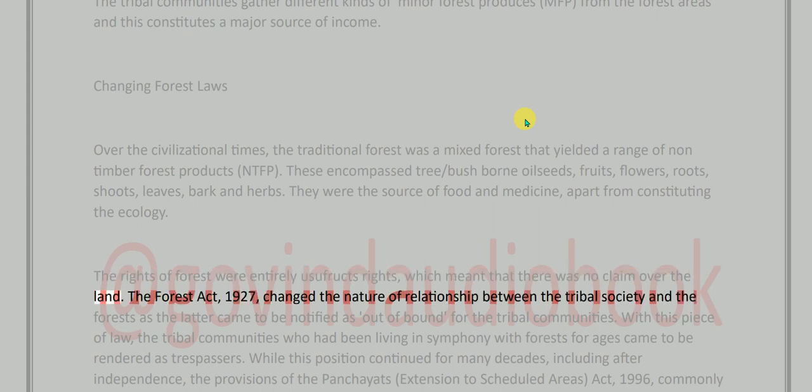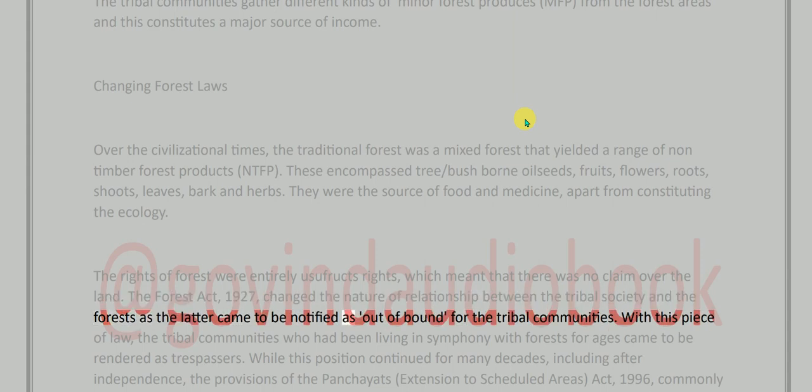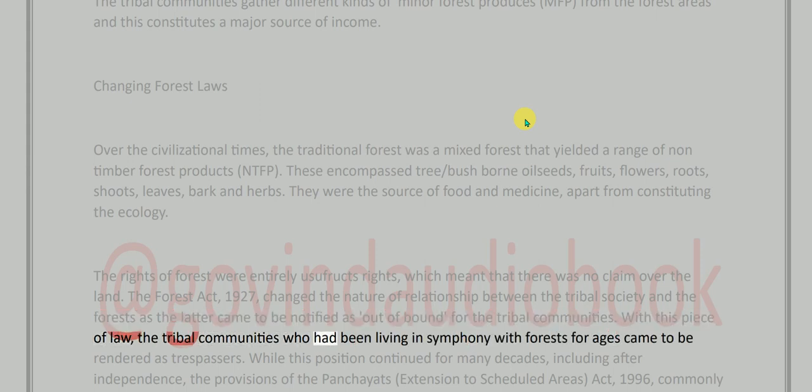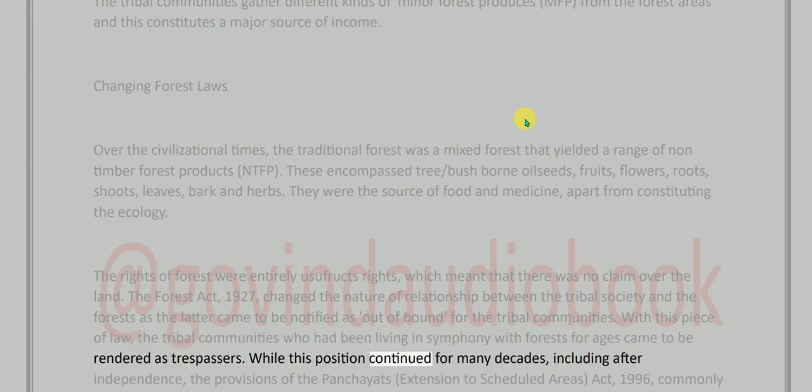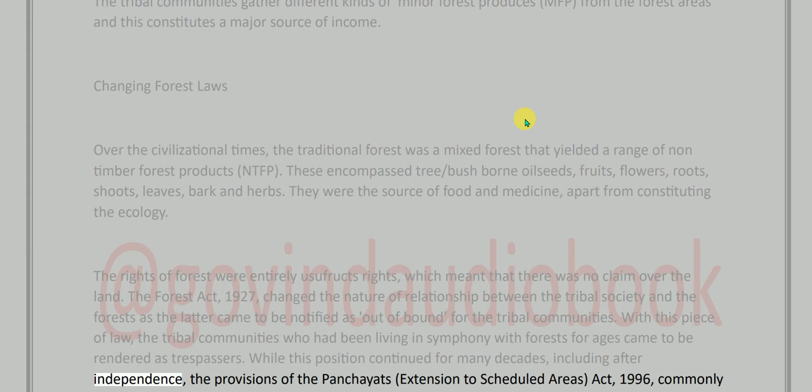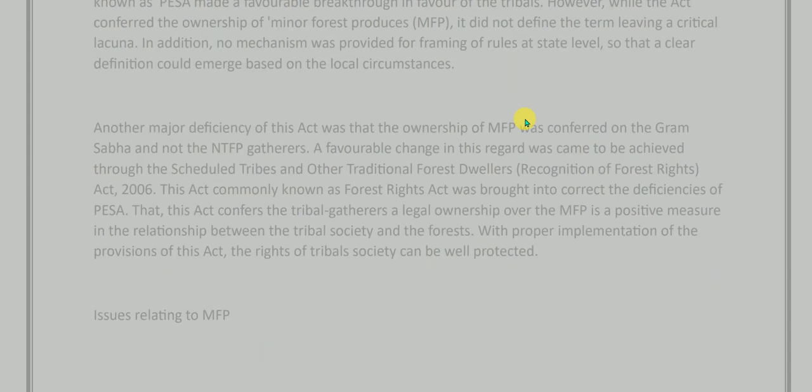The Forest Act, 1927, changed the nature of relationship between the tribal society and the forests as the latter came to be notified as out of bounds for the tribal communities. With this piece of law, the tribal communities who had been living in symphony with forests for ages came to be rendered as trespassers. While this position continued for many decades, including after independence, the provisions of the Panchayats (Extension to Scheduled Areas) Act, 1996, commonly known as PESA, made a favorable breakthrough in favor of the tribals. However, while the Act conferred the ownership of minor forest produce, MFP, it did not define the term, leaving a critical lacuna.